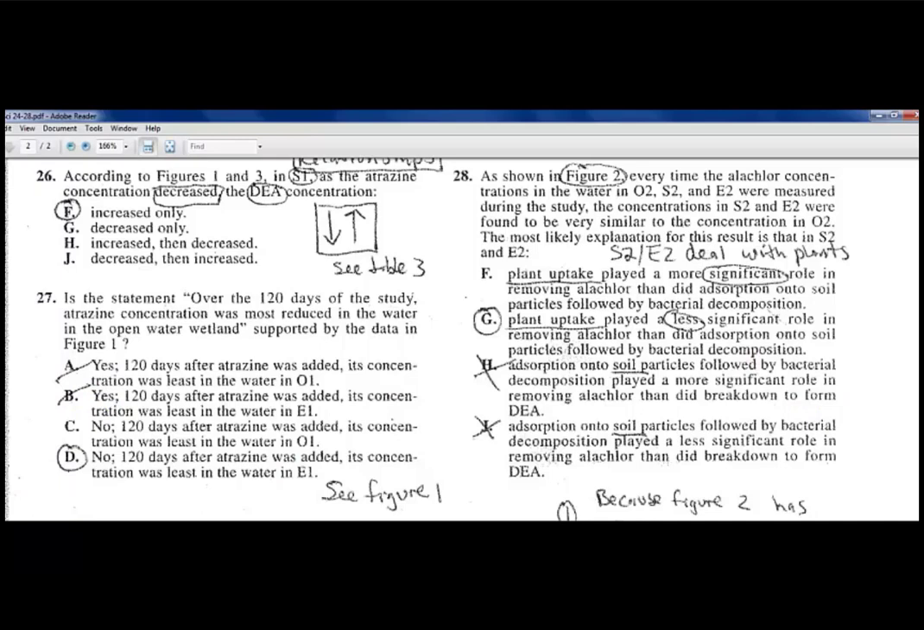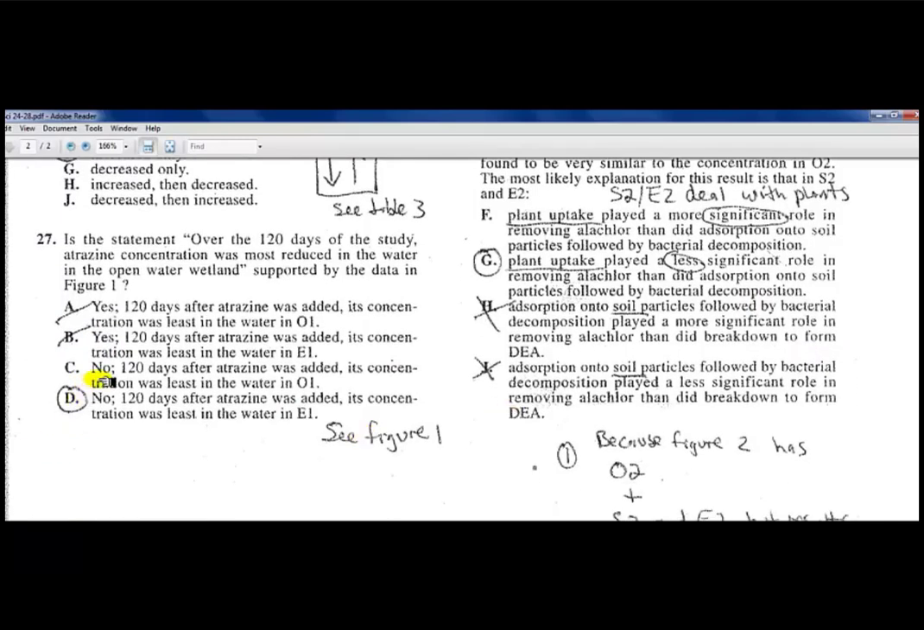Now, let's look at the last 2 answer choices a little carefully. C says no, 120 days after ultrazine was added, its concentration was least in water in O1. Now, D says the exact opposite: no, 120 days after ultrazine was added, its concentration was least in water, E1. Now, we know that the correct answer has to be either C or D. The answer is no. We've seen that already. So what we need to do is see where it was least. See what I'm constantly doing here, kids? Putting this stuff in my own words. Where was it least? Was it least in O1 or E1?